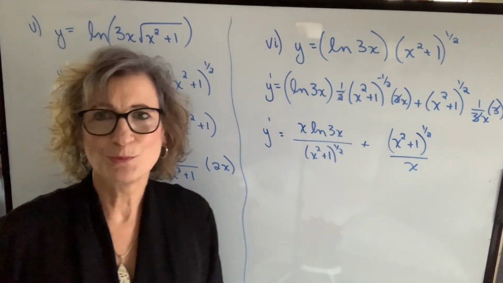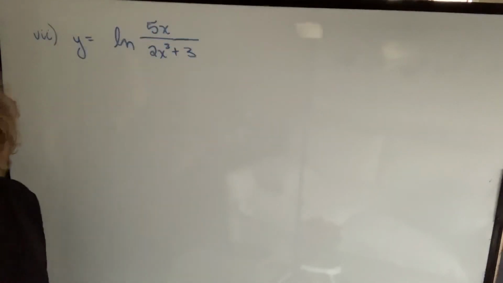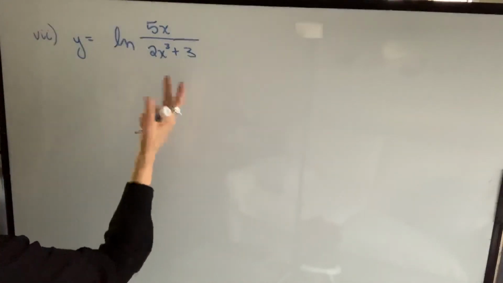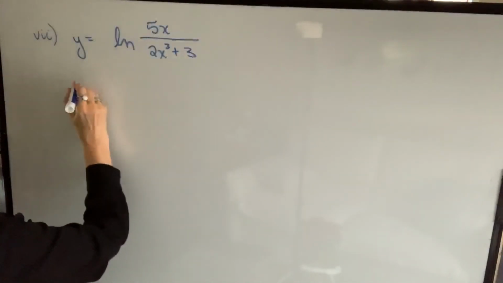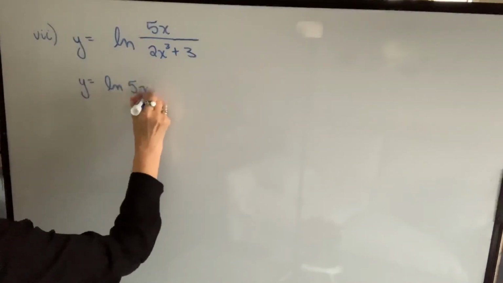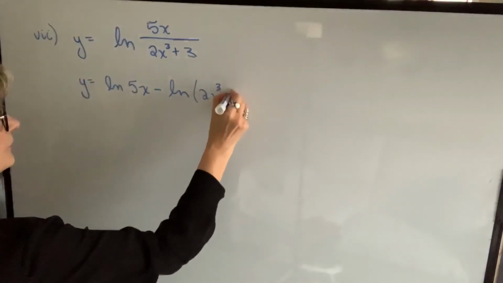Let's take a look at a few more. In this question, I have the natural log of a quotient. Again, I would use my second property of logs to avoid using the quotient rule when I differentiate this thing. So I can express this as the natural log of 5x minus the natural log of 2x cubed plus 3.